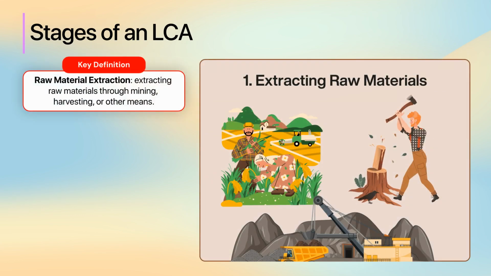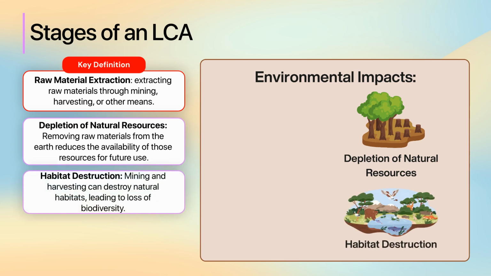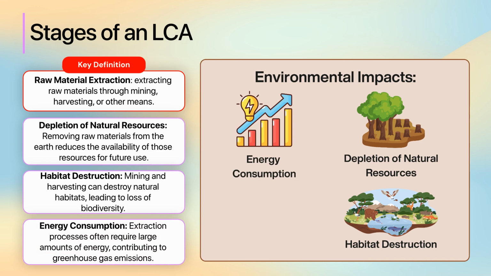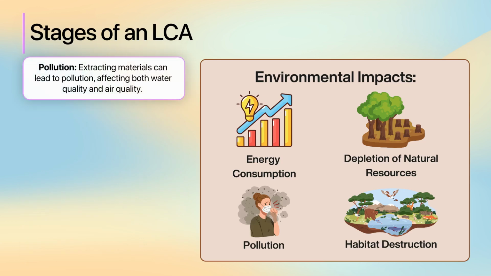Stage 1. Raw material extraction. The first stage involves extracting raw materials through mining, harvesting, or other means. This stage can have significant environmental impacts, including depletion of natural resources. Removing raw materials from the earth reduces the availability of those resources for future use. Habitat destruction. Mining and harvesting can destroy natural habitats, leading to loss of biodiversity. Energy consumption. Extraction processes often require large amounts of energy, contributing to greenhouse gas emissions. Finally, pollution. Extracting materials can lead to pollution, affecting both water quality and air quality.